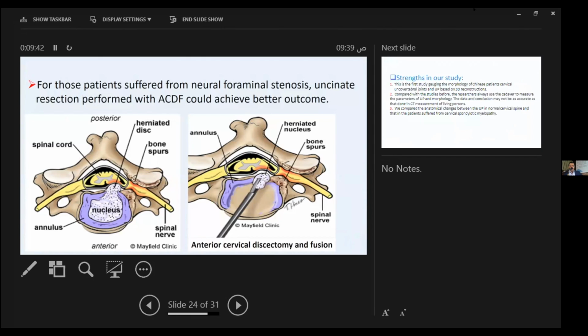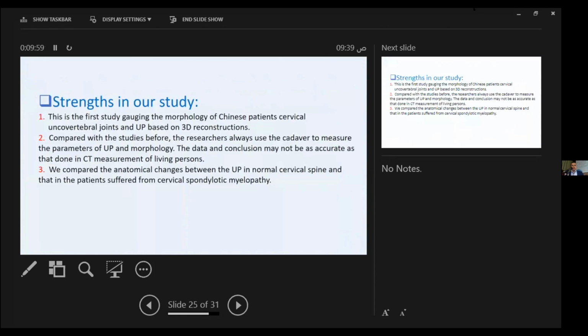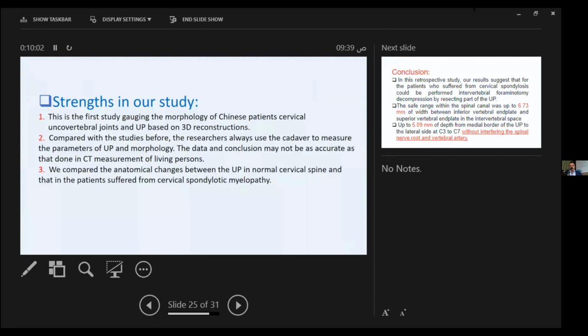For patients who suffer from neural foramen stenosis, we suggest uncinate resection performed with ACDF, anterior cervical discectomy and fusion, could achieve a better outcome. Strength in our study: we are the first to image the morphology of Chinese patients' cervical uncovertebral joint and uncinate base in three-dimensional reconstruction CT.